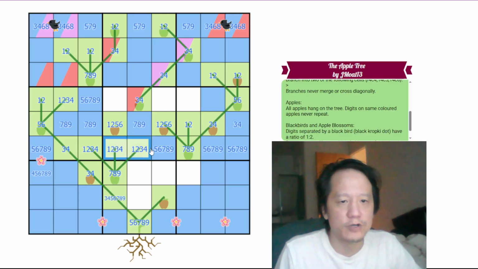Because one of these is 1 or 2, that means this cannot be 3, 4, because that would force both of these to be 1, 2. This 1, 2 pair in box 4 eliminates 1, 2 in the rest of the box. So this is 3, 4, this is 3, 4. Therefore, this can't be 3 or 4. This is 6 or 8.